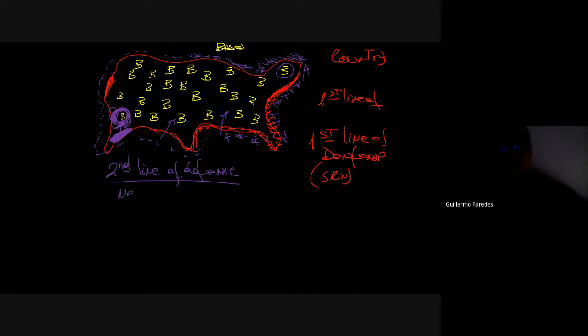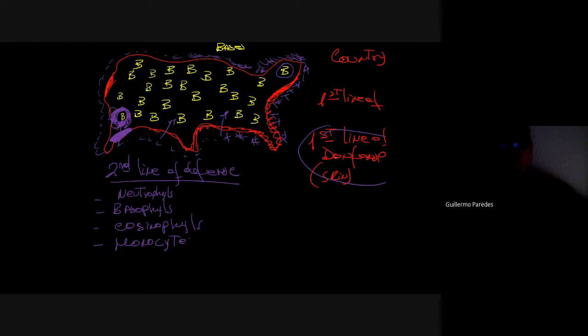The second line of defense is going to be characterized basically by the neutrophils, we have the basophils, we have the eosinophils, and we have the monocytes.